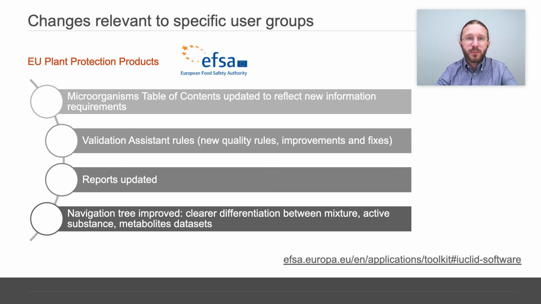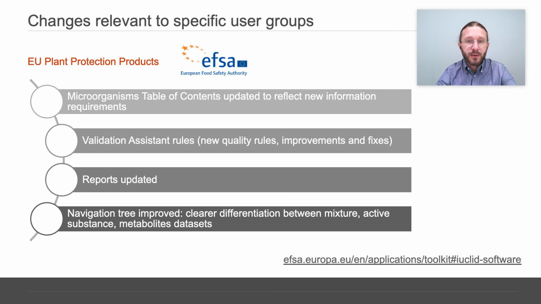Moving on to the EU plant protection products managed by EFSA, the European Food Safety Authority. There, I would like to mention a couple of improvements, such as the update of the microorganisms table of contents in the relevant dossiers. This was updated in order to reflect the new information requirements introduced in the regulation update. Updates have been done at the validation assistant rules level. New quality rules are introduced, and we have also improved and fixed some existing rules. The reports that are used for the EFSA relevant working context have been updated as well.